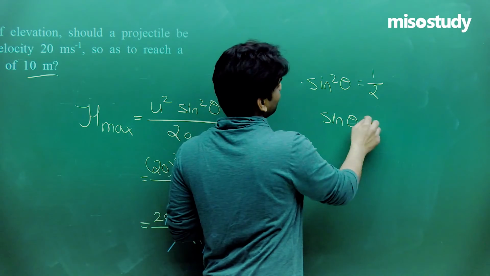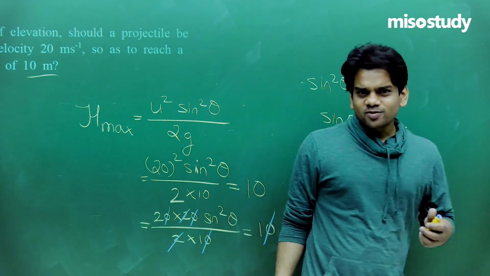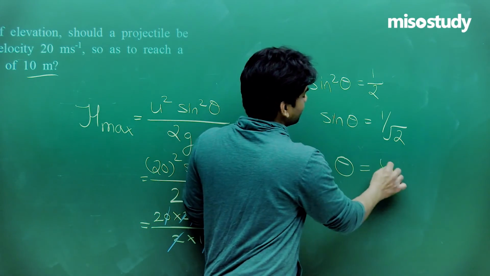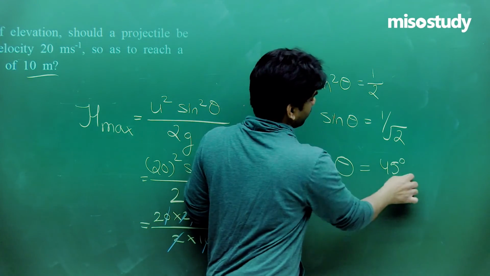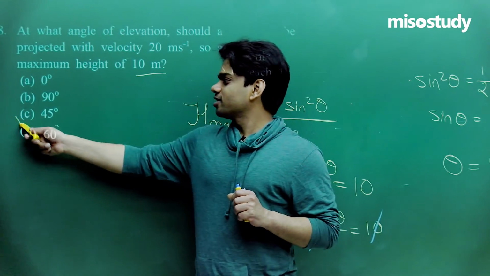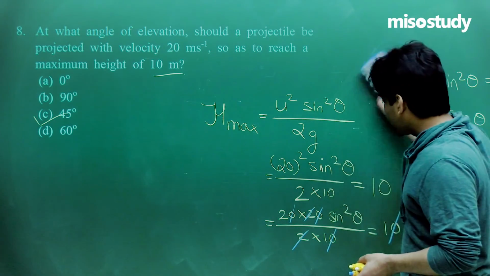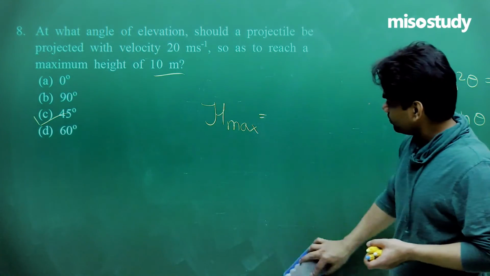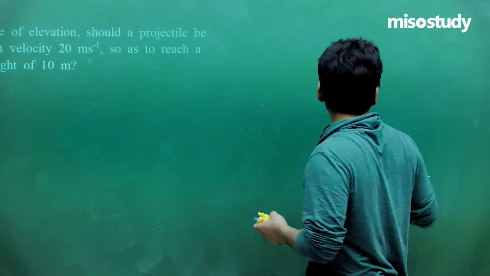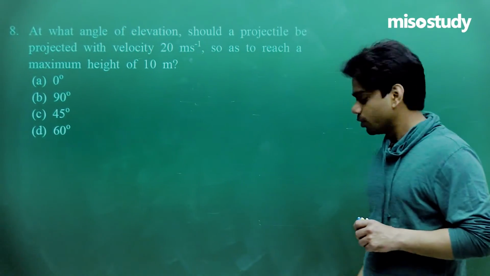So sine theta turns out to be 1 by root 2. Sine theta is 1 by root 2, quite obvious. The angle should always be less than 90 degree, so this theta will come out to be 45 degree. Let's see the options. Option number C matches, that is 45 degrees. Quite simple question. You have to put up the formula, you have to get the answer. And in your examination also, you need not devote more time on any question. You have to give hardly 1 minute to solve any question.